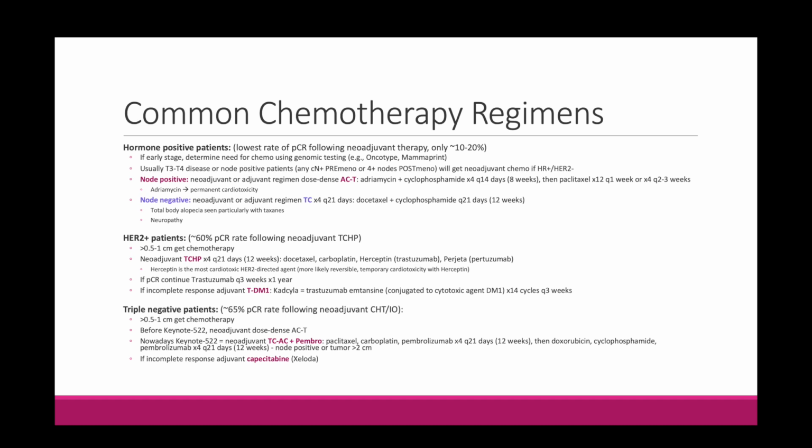Okay, so the big takeaway here for hormone-positive patients is that for early stage patients, we determine their need depending on their genomic risk scoring. But if they have very locally advanced disease, so either T3 to T4 or they're node positive, then we think about adding chemo. And chemo can be given neoadjuvantly or adjuvantly, but the approach just depends on the menopausal status and how many nodes are positive. So some regimens that we use are ACT as well as TC.